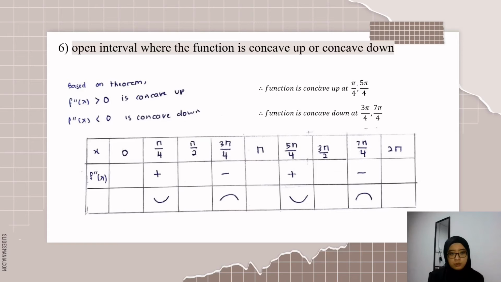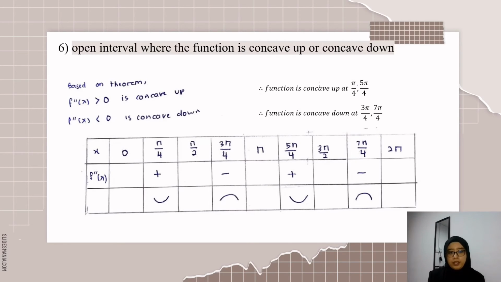After that, we need to know whether the function is concave up or concave down. Based on the theorem, the function is concave up when the second derivative is greater than 0, and concave down when the second derivative is less than 0. So, refer to the table. When x is equal to pi over 4 and 5 pi over 4, the second derivative is positive, which is greater than 0. Thus, the function is concave up.